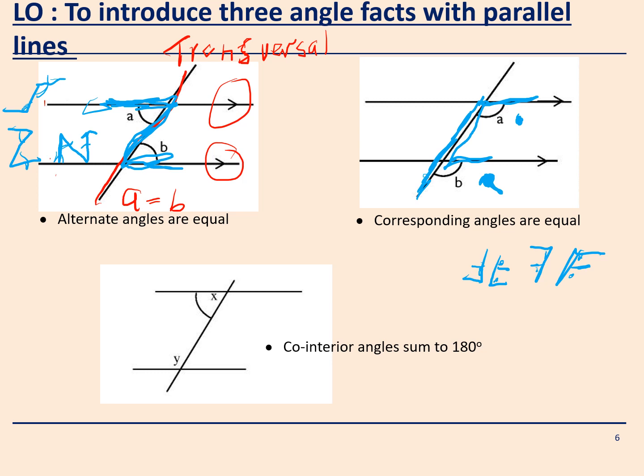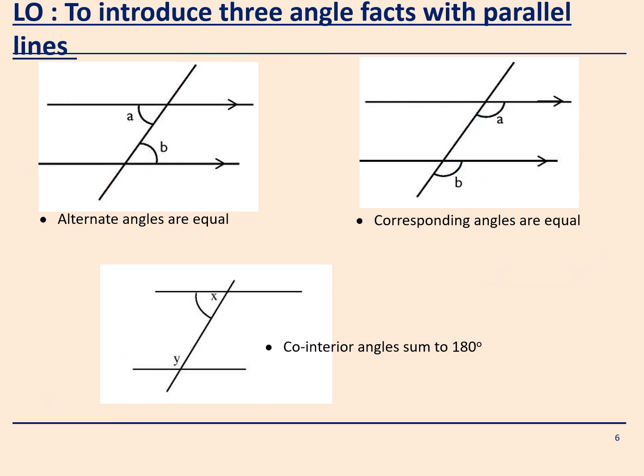Co-interior. Imagine I finished this off and turned it into a parallelogram. X plus Y equals 180 degrees. So co-interior is a C or a U, or an upside down square U, and the two angles inside add to 180.